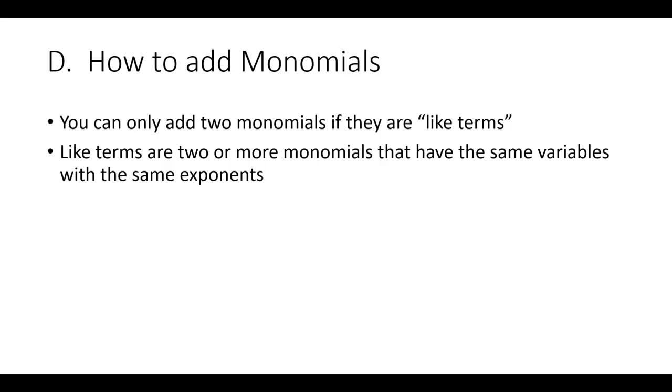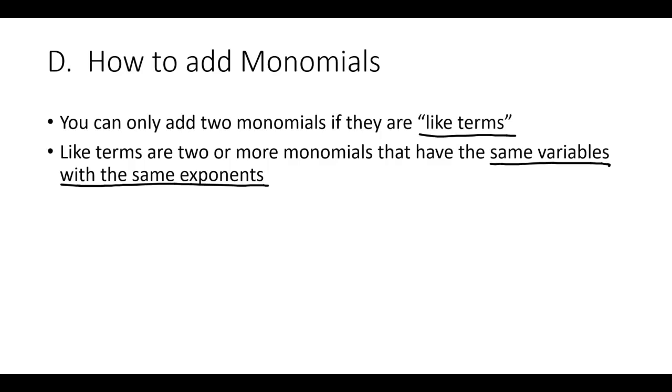So we're going to do two things with polynomials today. We're going to add, and we're also going to multiply. And once again, I think this is stuff you probably already know pretty well. I could probably give you the worksheet, and you'd probably just get it anyway. But just in case, I'm going to go through it, and we'll see what we can do. So how do you add monomials? You can only add them if they are like terms, and like terms have the same variables with the same exponents.